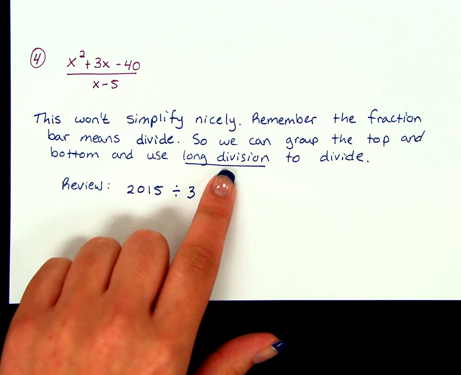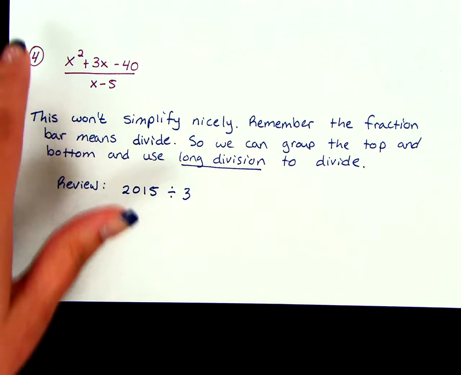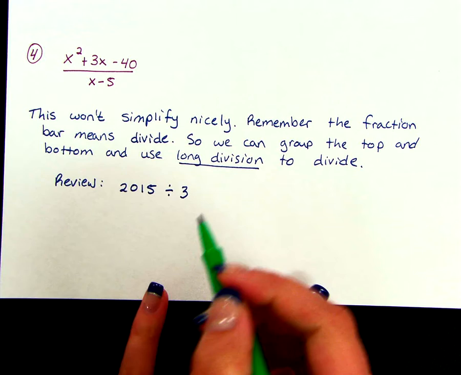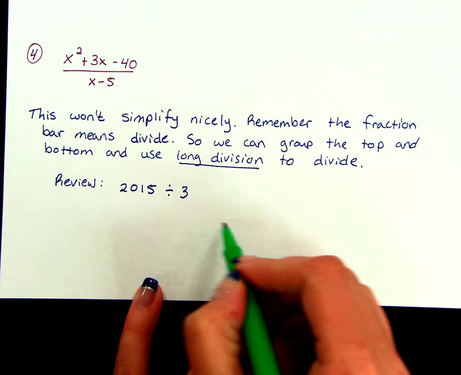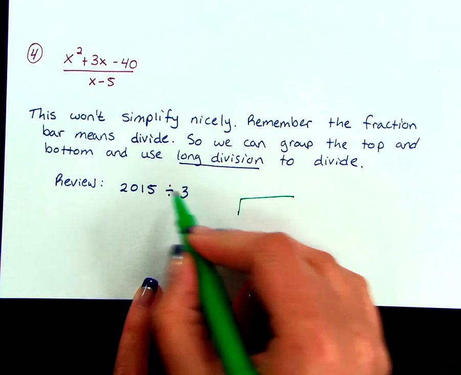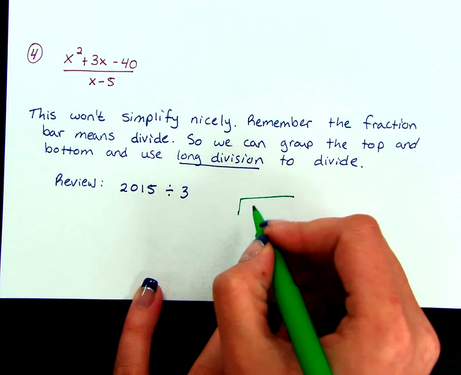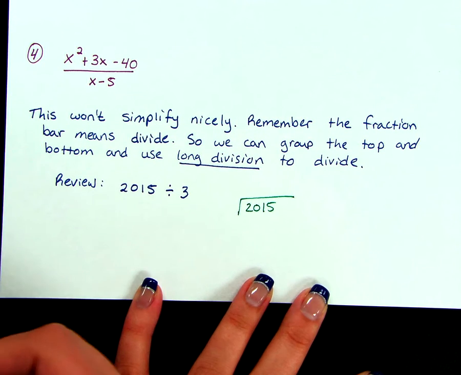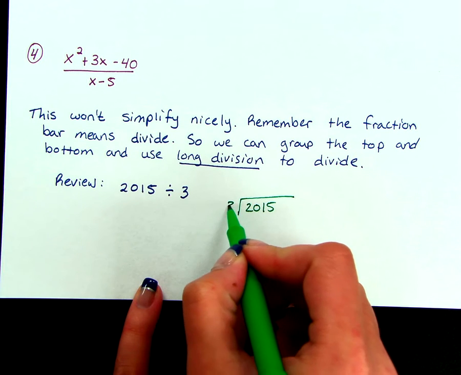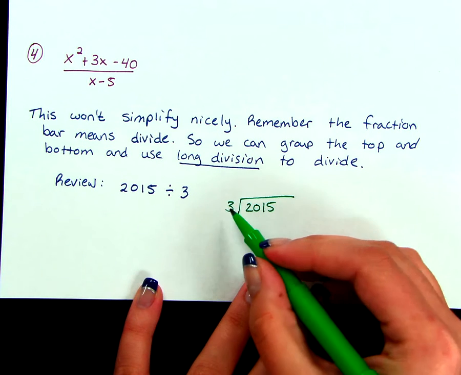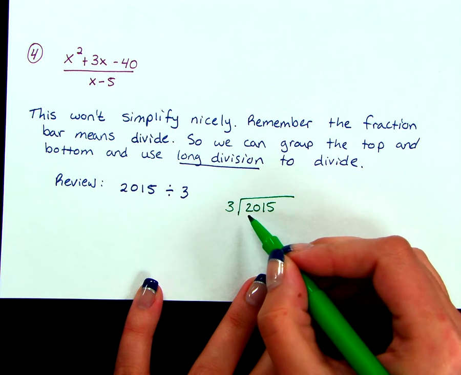by using long division. So before we get into long division of two polynomials, let's review how to do long division with just a couple of numbers. So remember, when we are dividing, the first number goes inside. So this would be 2015 on the inside of our division. Second number goes on the outside. Okay. So we're trying to decide how many times 3 goes into 2, and it doesn't.